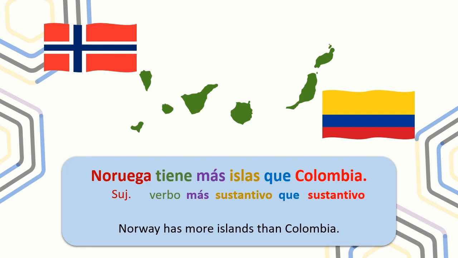The subject here is Noruega, the verb have, conjugated in third person singular, tiene, the word more, más, the plural noun, islas, the word than, que, and finally the other noun, Colombia. So repeat after me. Noruega tiene más islas que Colombia.